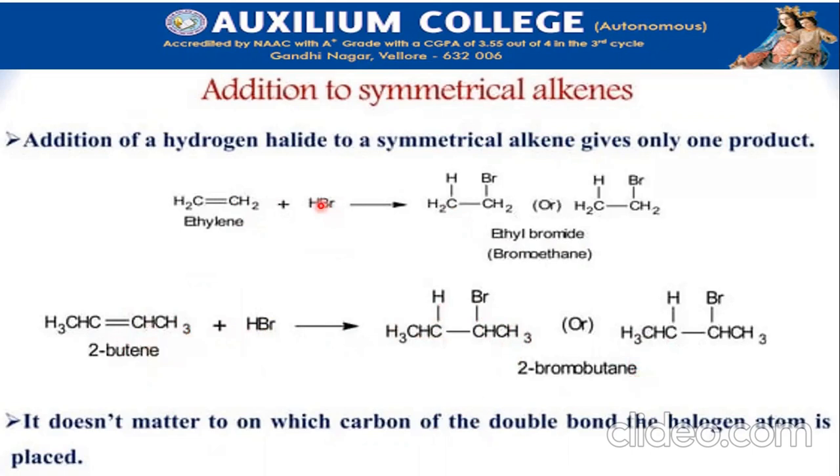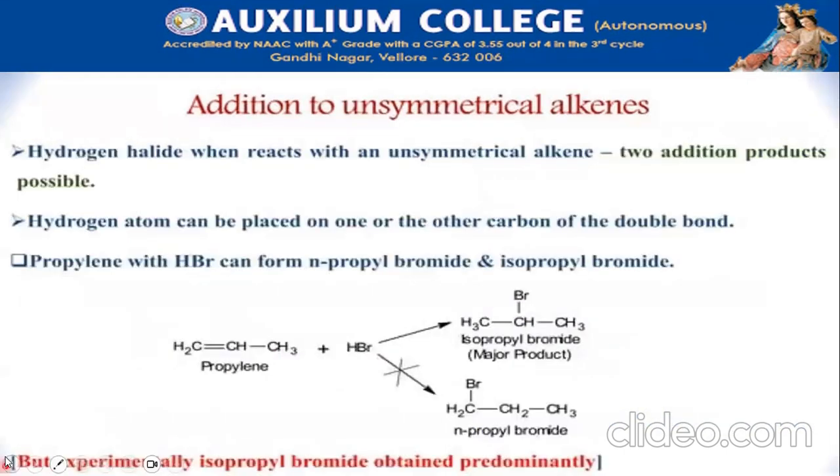Here you can see the positive end of the reagent can be added to one carbon and the bromine, the negative end of the reagent, can be added to the other carbon. So what was the rule telling us? It can be added on either side, and since this is a symmetrical alkene, it can be added to either this carbon or this carbon.